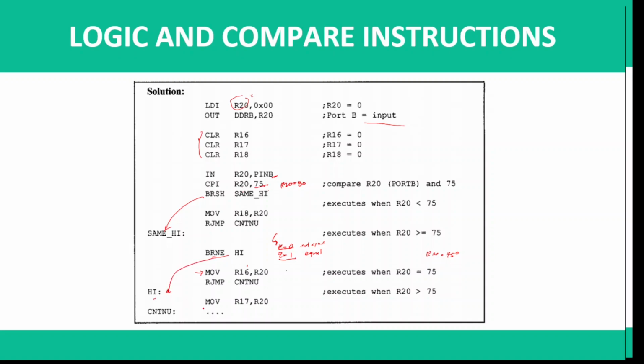So, sa high na loop, ang gibuhat is, i-move daw ang R20 to R17. So, in this case, R17 is now equal to 80 degrees Celsius.